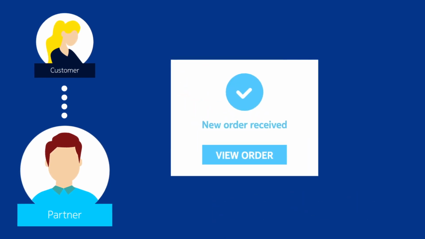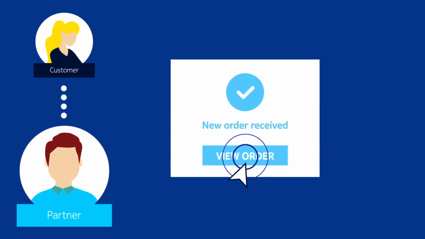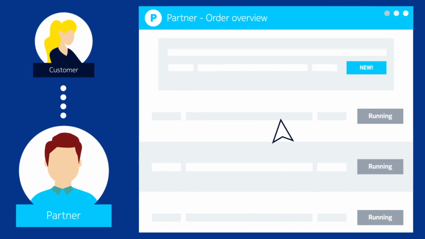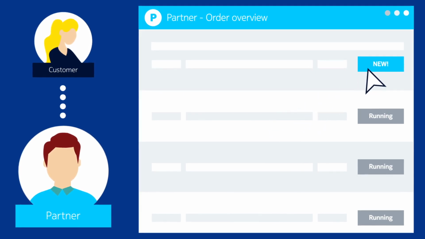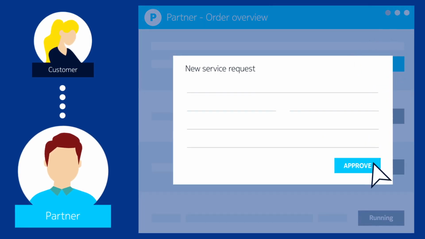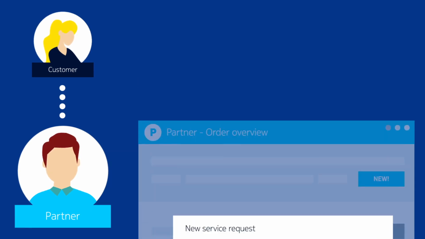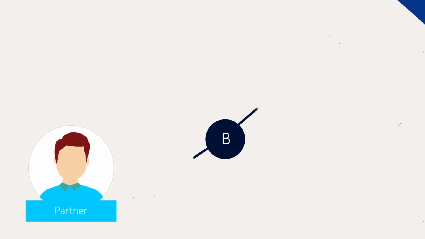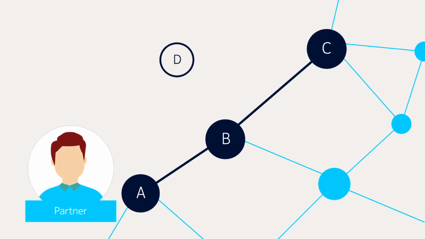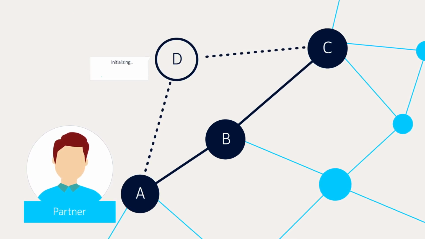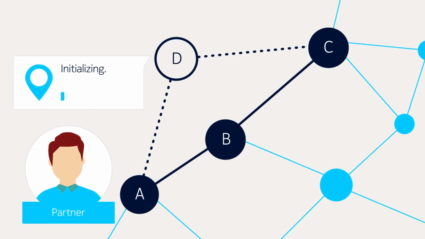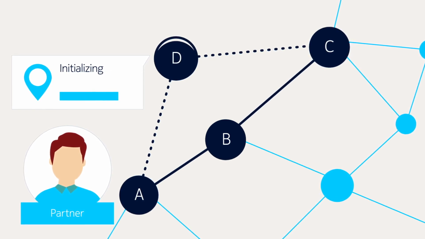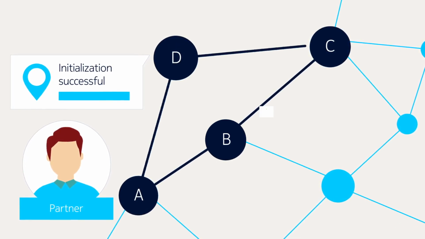The partner receives the order notification automatically. The partner can review the order before it proceeds. To make the service delivery even faster, the partner can automate the deployment of service supporting equipment using solutions based on open interfaces and workflows. Once equipment is deployed, the service is ready to go.